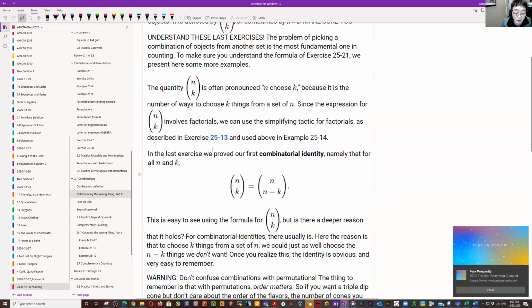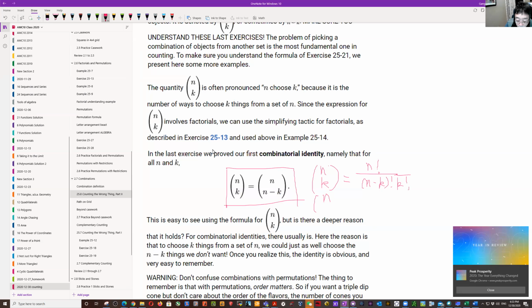And we also have a very important combinatorial identity: n choose k is equal to n choose n minus k. Because n choose k, by definition, is n factorial divided by n minus k factorial times k factorial.